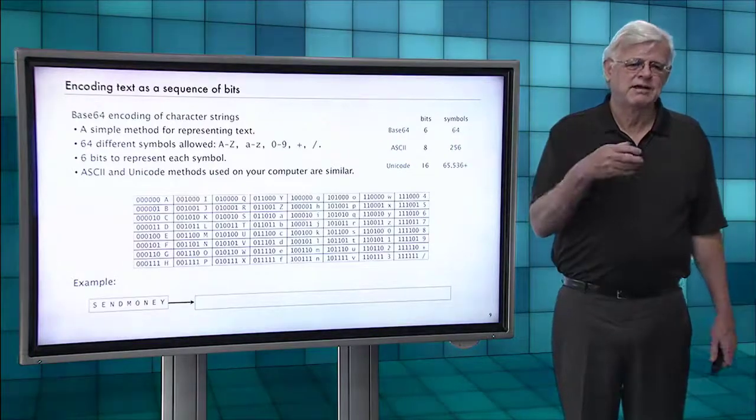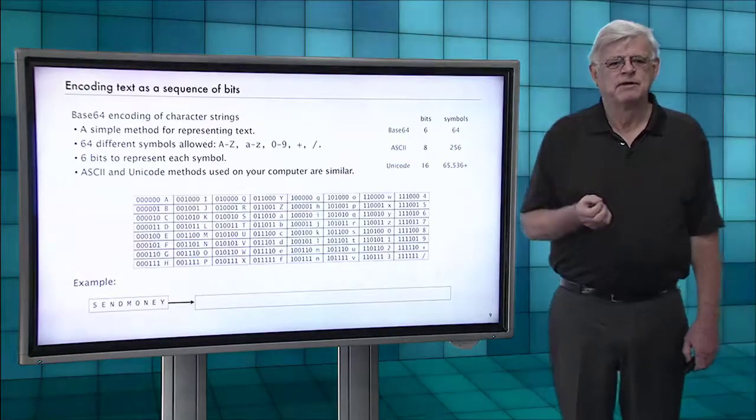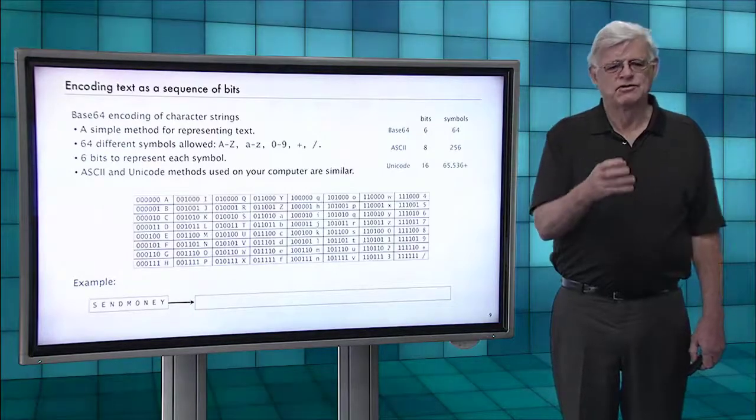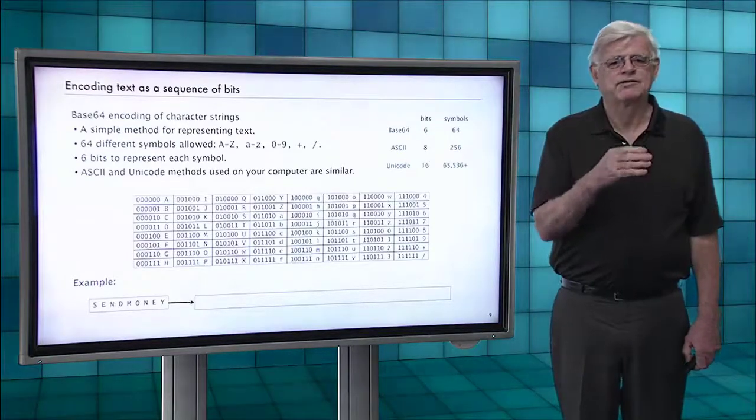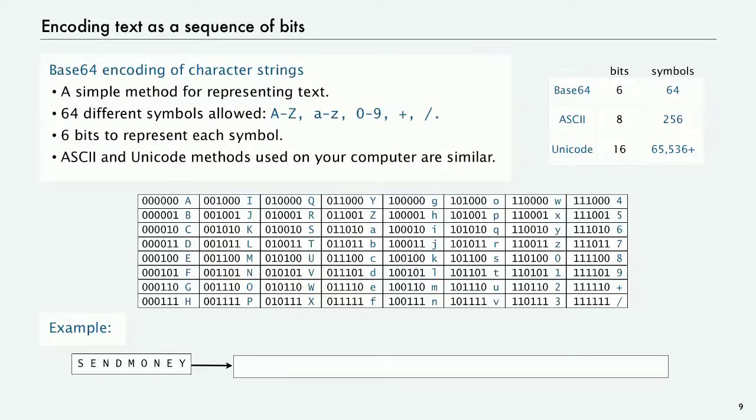So let's say we have Alice's message, send money. So we want to convert that to a sequence of bits. We look up capital S in the table. Capital S is 010010. So that we just write that down. Then we look up capital E, and that's 000100, write that down. And so forth. For each letter in the message, we put 6 bits in the output. So that gives us a way to encode any character string made up of one of these 64 different symbols as a sequence of bits with 6 times as many bits as there are characters. So that's a straightforward process.